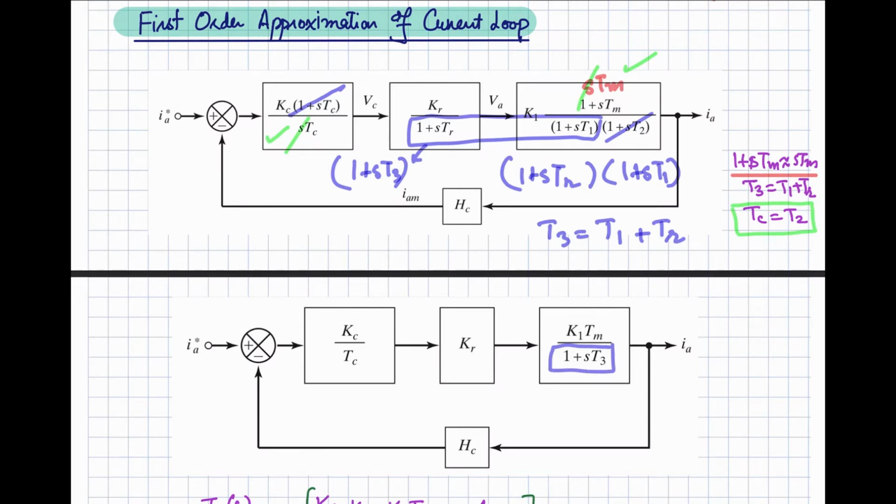So from this controller transfer function, this zero and pole are cancelled, so we are only left with Kc by Tc, and from here we are only left with the gain. We have combined these two together and shown it over here, and then we have the gain K1 into this Tm. So we can draw this control loop like this. This is our current control loop based upon the assumptions that we have made.